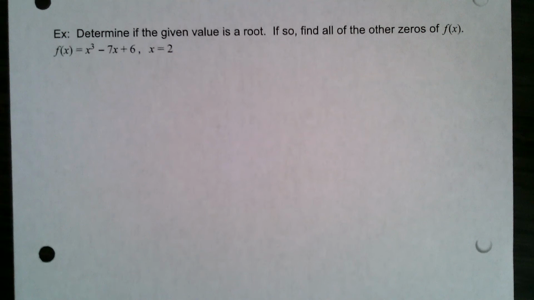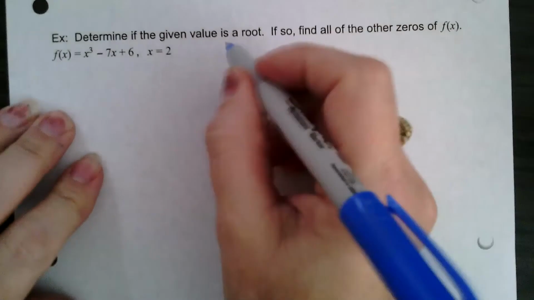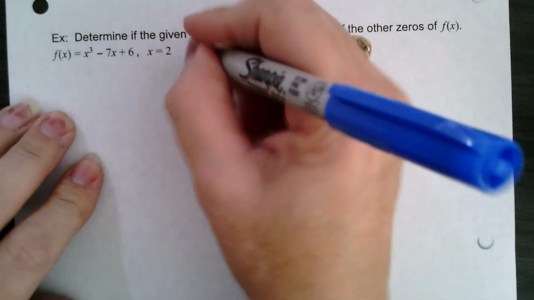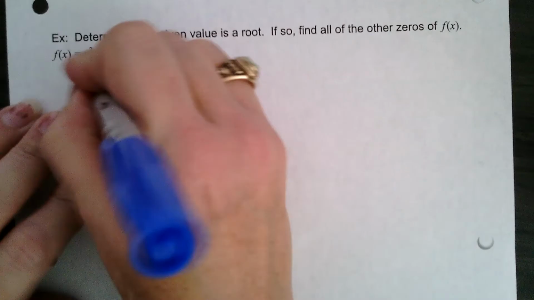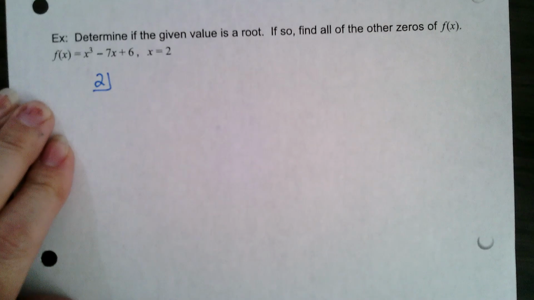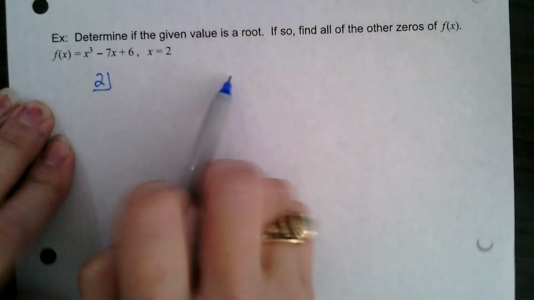Okay, on the next example, we are going to determine if the given value is a root. If it is, then we're going to find all of the other zeros for f of x. So to determine if it's a root, we're going to use synthetic substitution. So we'll put 2 in the box, and then we're going to put our coefficients on this row.